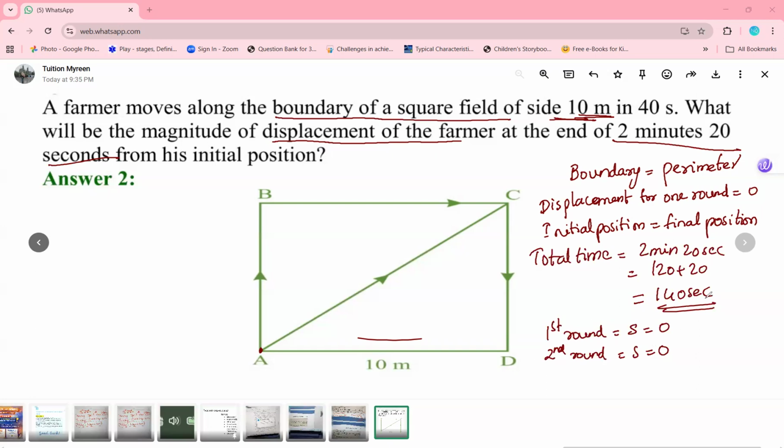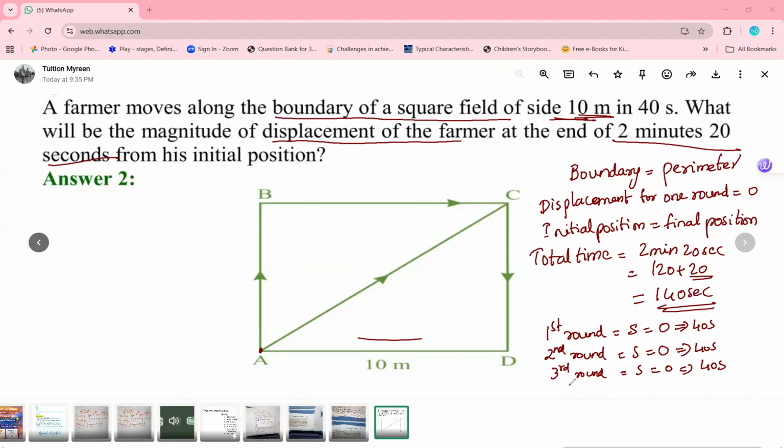In 140 seconds, in the first round he traveled for 40 seconds. Second round, 40 seconds. So a total of 80 seconds completed. Now in the third round, displacement is again 0. 40 plus 40, 80 finished, remaining again 40 seconds. So 40 into 3, 120 finished. The rest is how much? Only 20 seconds left, right?